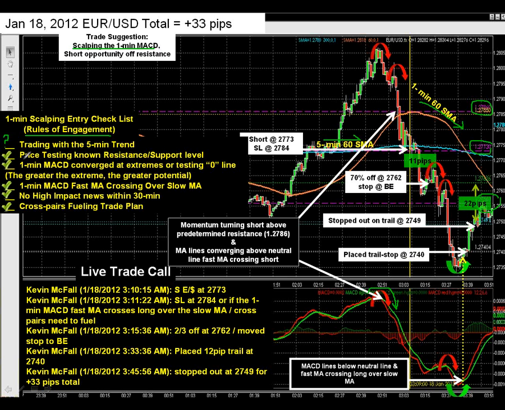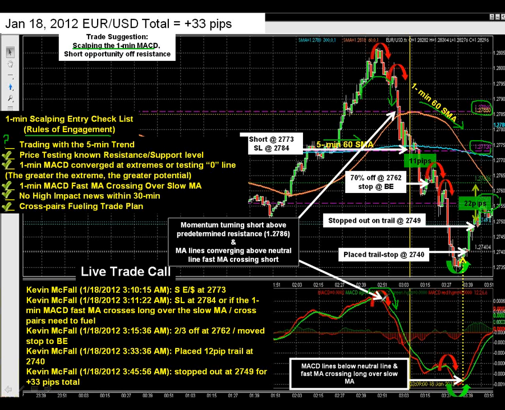But the next question is, is price testing a known resistance or support level? Well, yeah, we identified that. We have resistance here at 2786, and you can see that the market has taken price up above it and come right back down to test it as support resistance. Now, how do we know that this will get broken to short? Well, that's where the MACD lines come into play here.